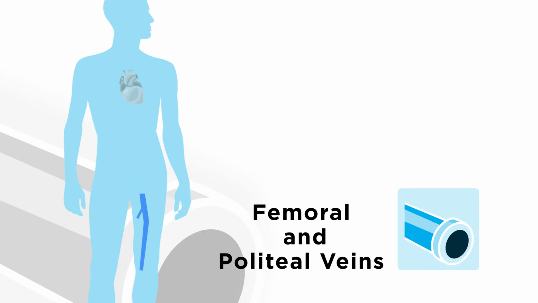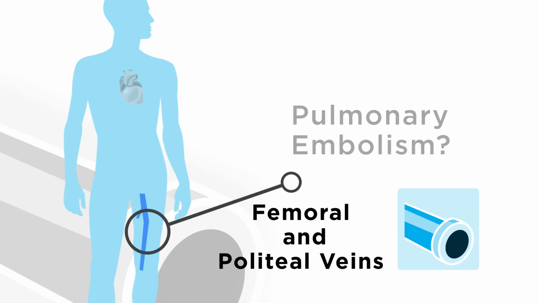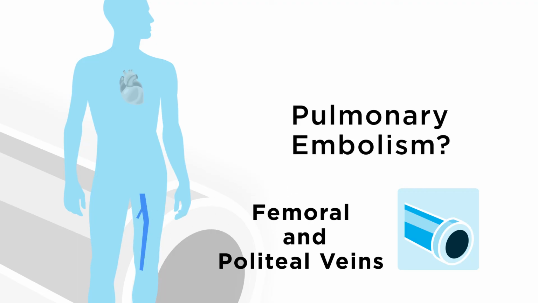The femoral and popliteal vein should be assessed for indirect evidence of pulmonary embolism. Even though the presence of a thrombus in these veins is not proof of a PE, it provides an idea that maybe the patient has had a PE from deep venous thrombosis in the lower extremity.